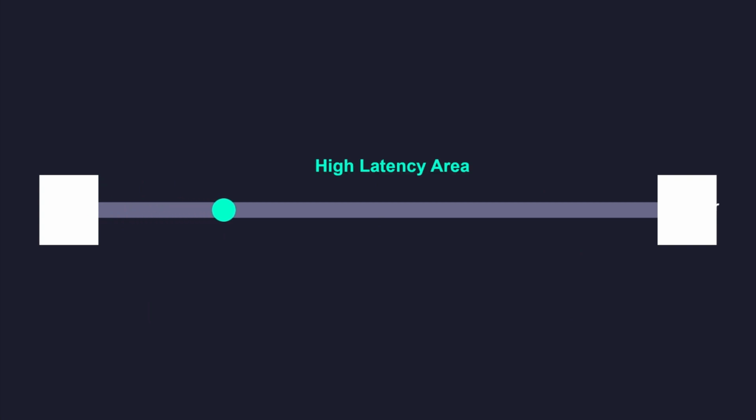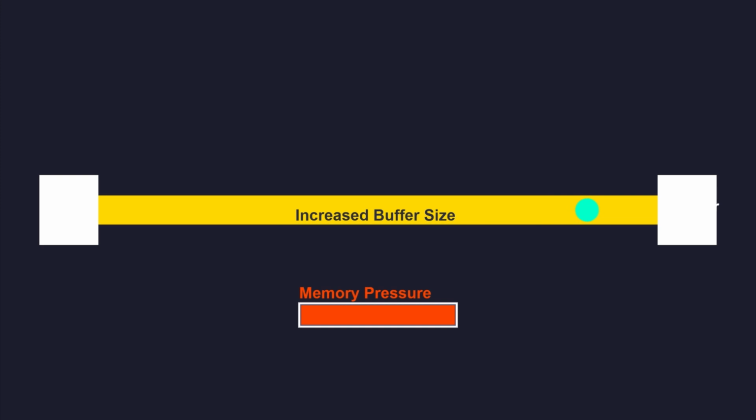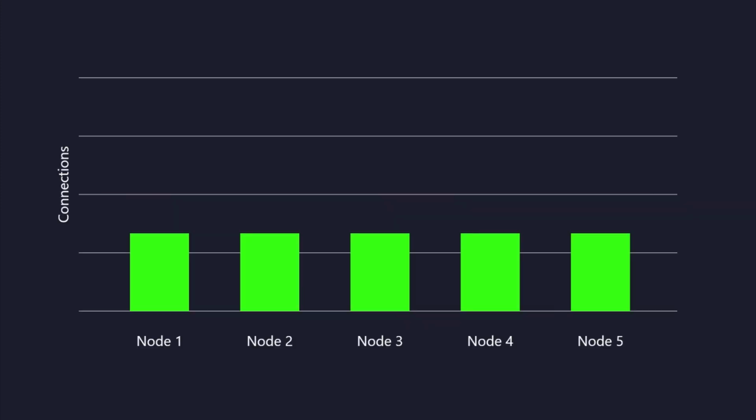Network latency affects how long buffers are held in memory. In high latency environments, data stays in the send buffer longer, increasing total memory pressure. You must account for this when calculating your total memory requirements and potentially increase your buffer size slightly to maintain throughput over long distances.